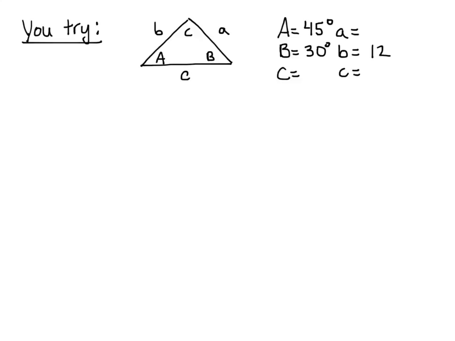So here's kind of the same deal. I know side B, and I know angle A, and I know angle B. How can I find angle C and sides A and C? Now notice I put this up here as this little table right here. Sometimes organizing your stuff in that format is pretty useful as well.